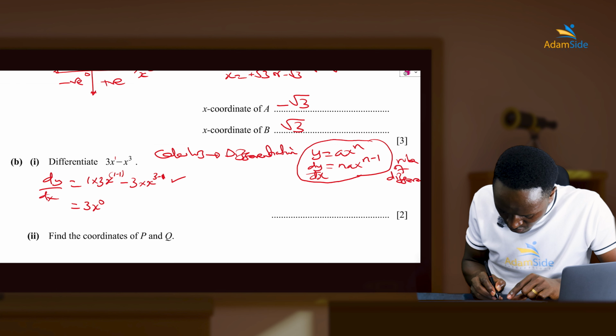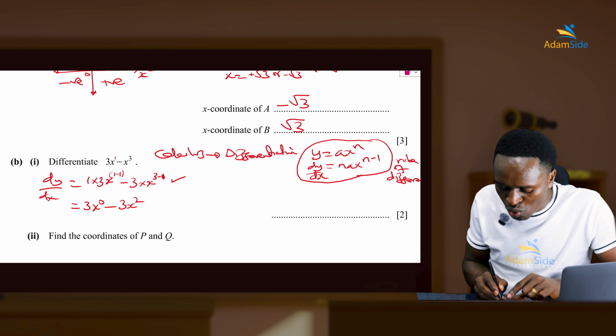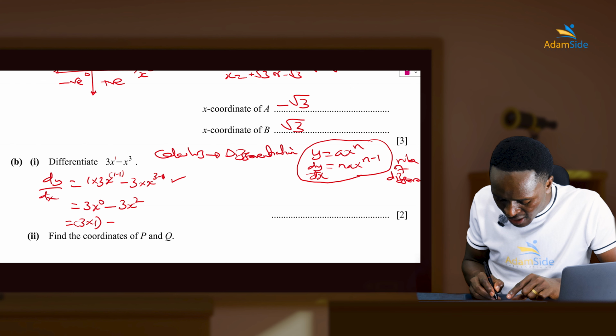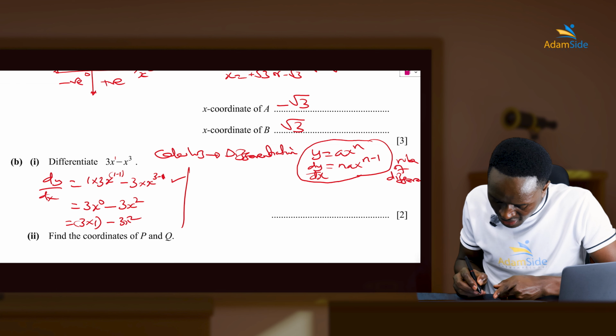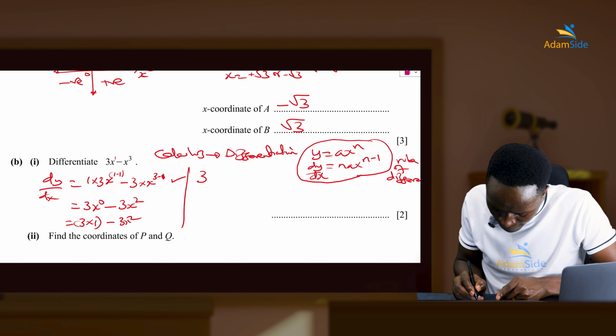Then x power 0 minus 3x. 3 minus 1 is 2. Now, 3 times x power 0 is 1. So 3 times 1, any number power 0 is 1. 3 times 1 minus 3x power 2. So your answer will be 3 minus 3x squared.